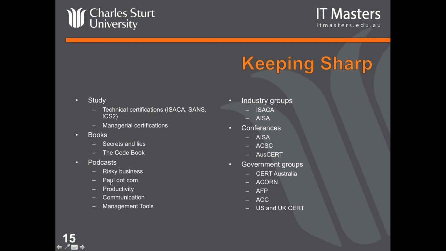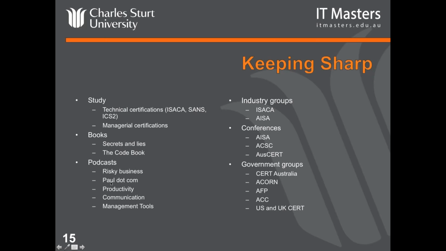Then there's government groups as well. You should really be hooked into CERT if you're part of an industry that the country relies on, and you need to know about incidents and you need help with incidents. They're a good group to be a part of. If you need to report an incident to the AFP or the Australian Crime Commission or the ACSC, you can do it through the ACORN website, and that will hook you up to the right people. That's also the Australian Federal Police, the Australian Crime Commission, and US and UK CERT.